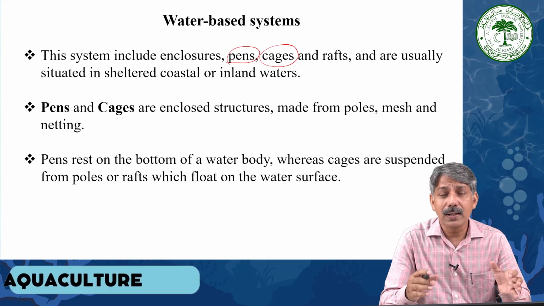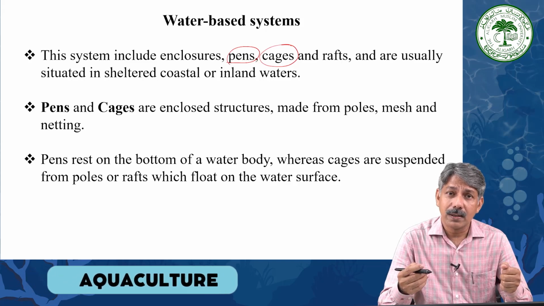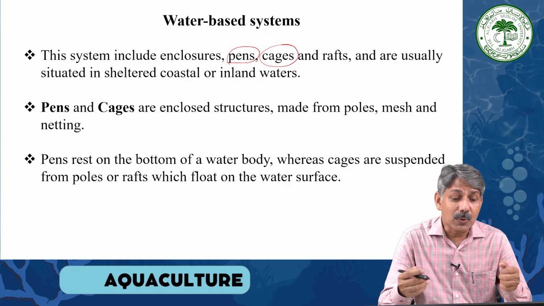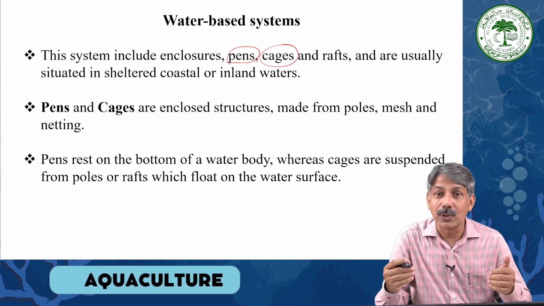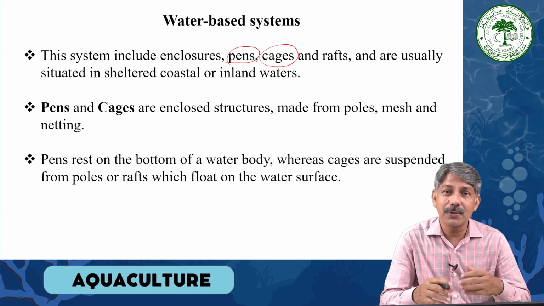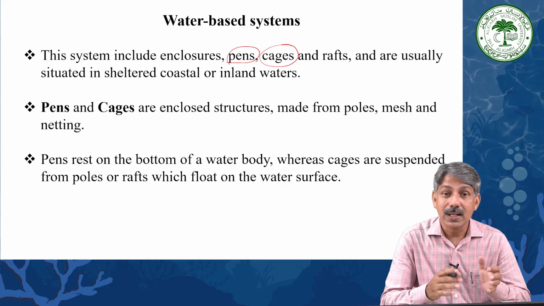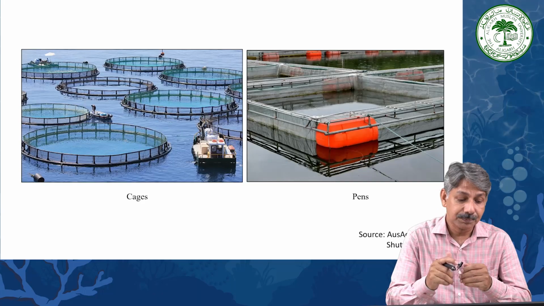So depending on what our purpose is, what kind of fishes we wish to raise in those enclosures, and what the characteristic of that aquatic water body is, depending on many factors, abiotic and biotic factors, we have to decide which type of farming system we have to select.